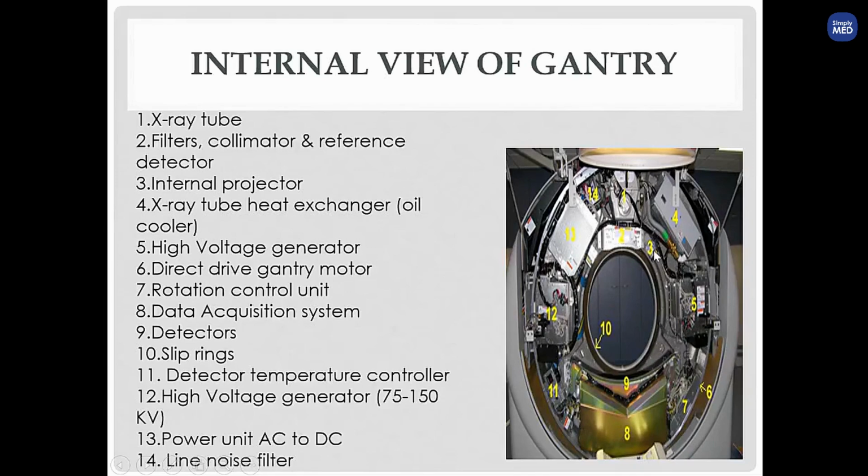We have an internal projector here, the X-ray tube, heat exchanger like an oil cooler, and the high voltage generator. We have a direct drive gantry motor to rotate it, a rotation control unit, and the data acquisition system. Here we have our detectors and our slip ring. This is your slip ring, and it can be seen. Then there is the detector temperature controller, the high voltage generator, the power unit, and the line noise filter. Like that, many things are inside the gantry.